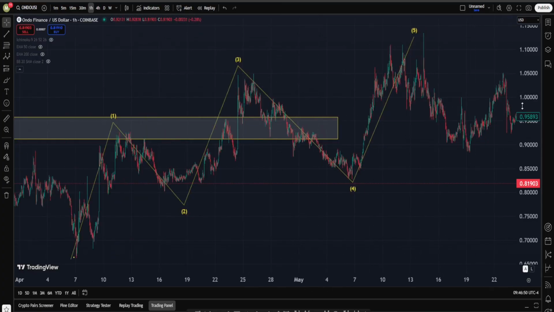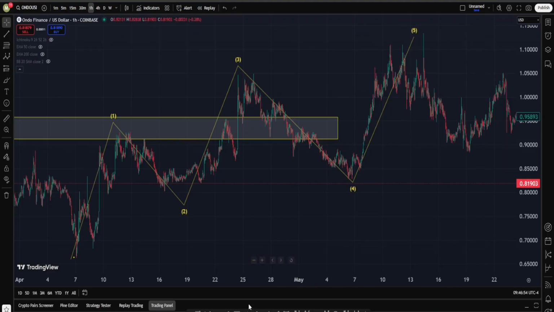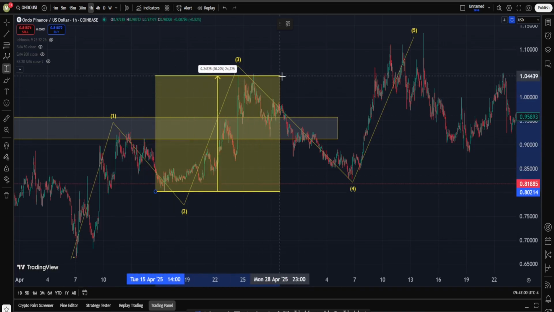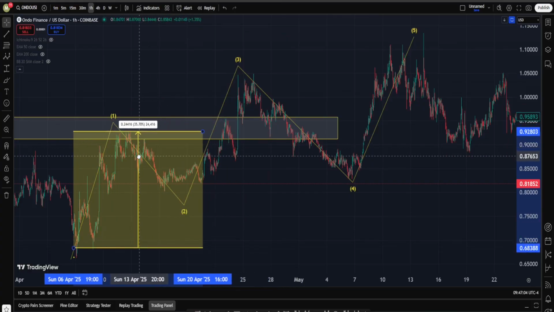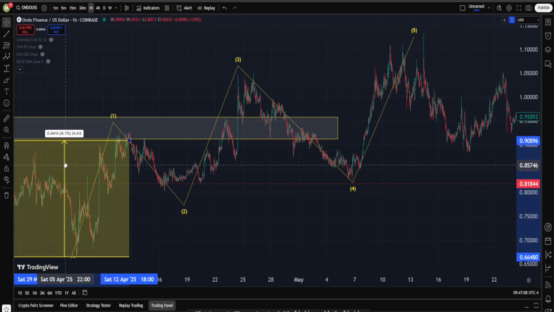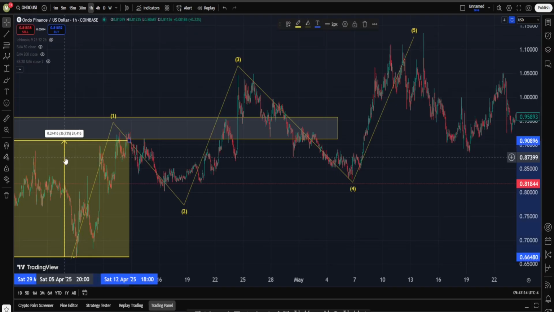First things first, let's put our chart on regular scale, okay? I'm going to say this in every single video. And then let's measure some waves. We said wave 3 has to be bigger than wave 1. Is it the case or not? Let's measure it. As you can see, by a decent margin, wave 3 is clearly smaller than wave 1. And this is a huge problem.